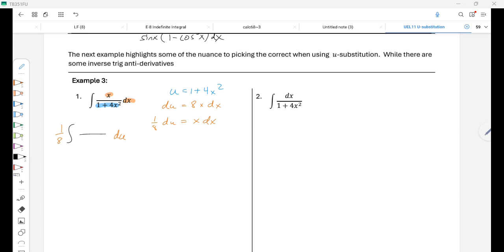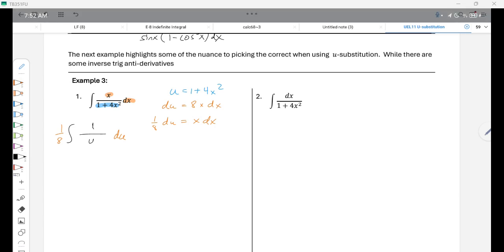Or I could have actually put it in the numerator. They're both fine. Yeah, in the numerator or at the end. I'm going to leave it at the end because it's there. So I'll put a 1 to placehold over u. Yeah, that's it.